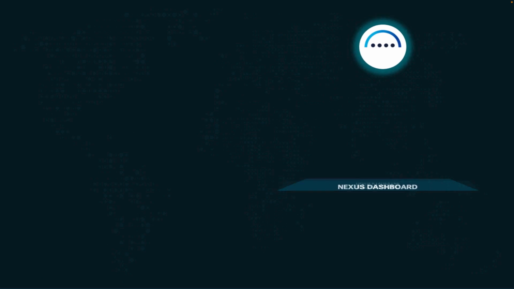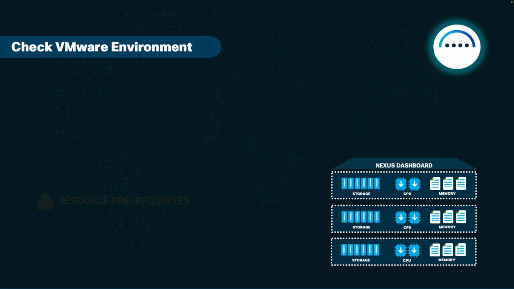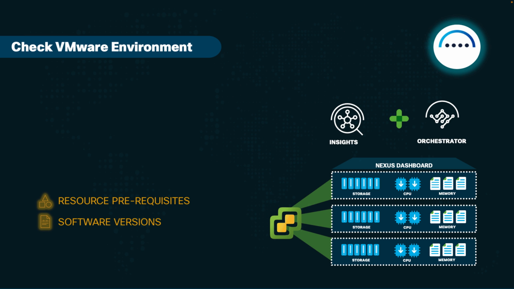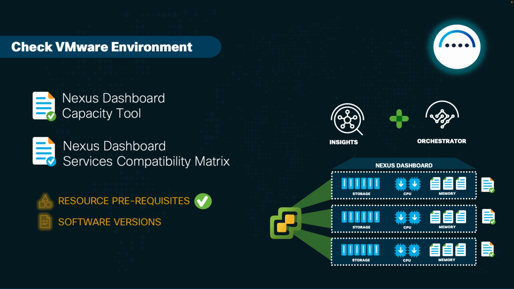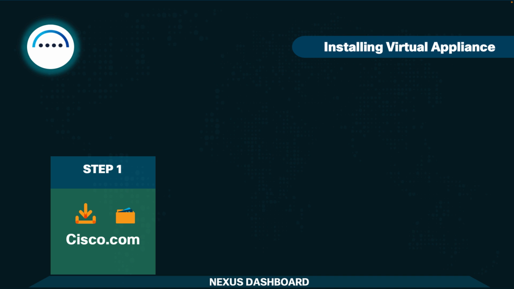Before we start, and as mentioned in Chapter 1, it is always important to check that the resource prerequisites are met and that the software versions you are running in your network are compatible with Nexus Dashboard. You can do this by using the Nexus Dashboard Capacity Planning tool, as well as the compatibility matrix, which are available through Cisco.com. Let's now move on to the first step of the cluster implementation process.